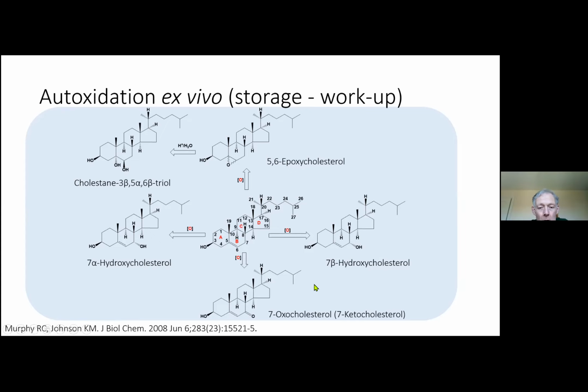These can all be formed by just leaving your sample on the bench. We can also see oxidation of the double bond, giving us 5,6-epoxycholesterol. And that can be hydrolyzed in acid solution to give cholestane-3β,5α,6β-triol. So these two can also be formed as sample workup artifacts.